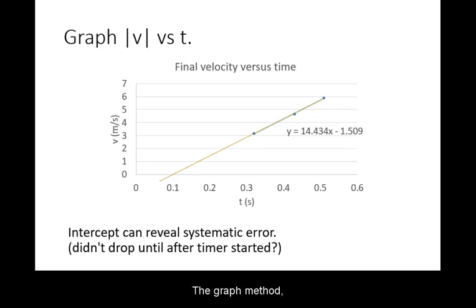The graph method, however, because it uses the fit through the trend through the data, as opposed to indiscriminate averaging, does give more information, as discussed, about the time intercept.